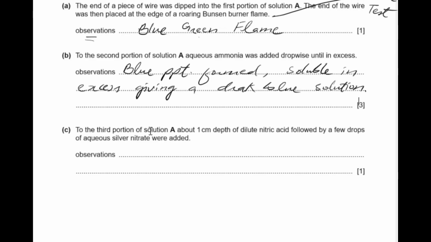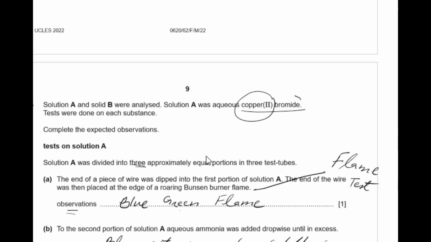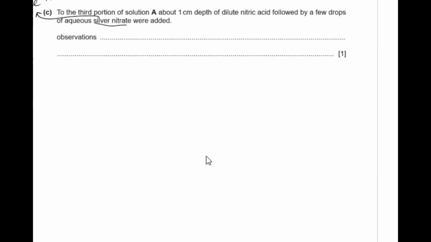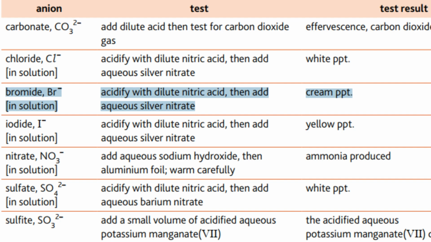To the third portion of solution A, about 1 cm depth of dilute nitric acid, followed by a few drops of silver nitrate, were added. So basically, this is a test for halide ions. Look at the name provided in the question. It is copper(II) bromide, and bromine is a halide. So basically, the test is about bromide ions. Look at the data sheet given along with the question paper. It says that bromide ions would give a cream precipitate.